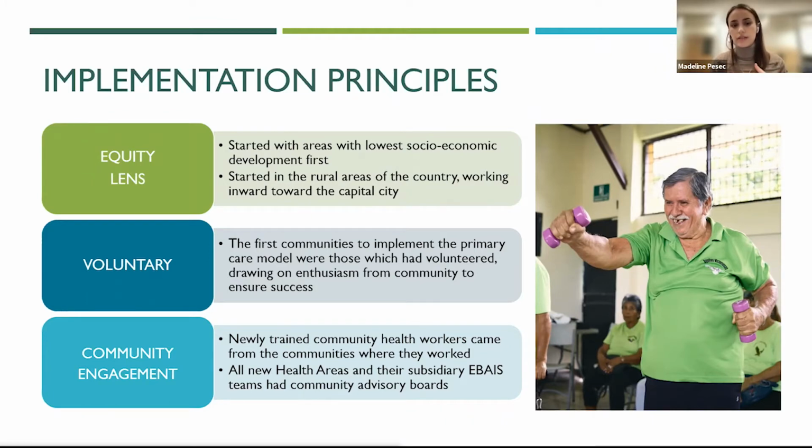They also made the take-up of this model voluntary at first, so that the people who were starting it would be excited and engaged and willing to work with the implementers on any kinks that happened. Eventually, the model became compulsory, but not until 10 or 12 years down the road. And finally, there was a huge emphasis on community engagement at every step of the implementation. They developed community health advisory boards at every health area to make sure that communities and patients were able to comment on implementation and voice their own personal priorities. Next slide.